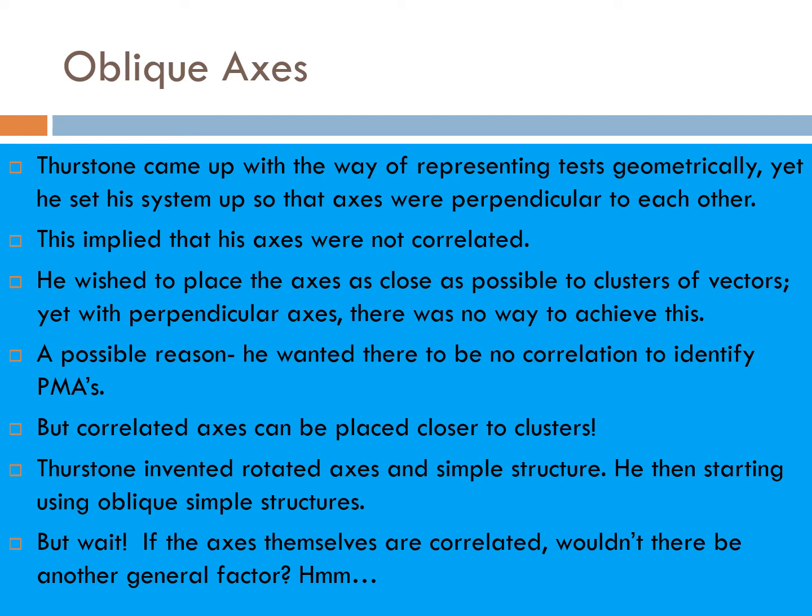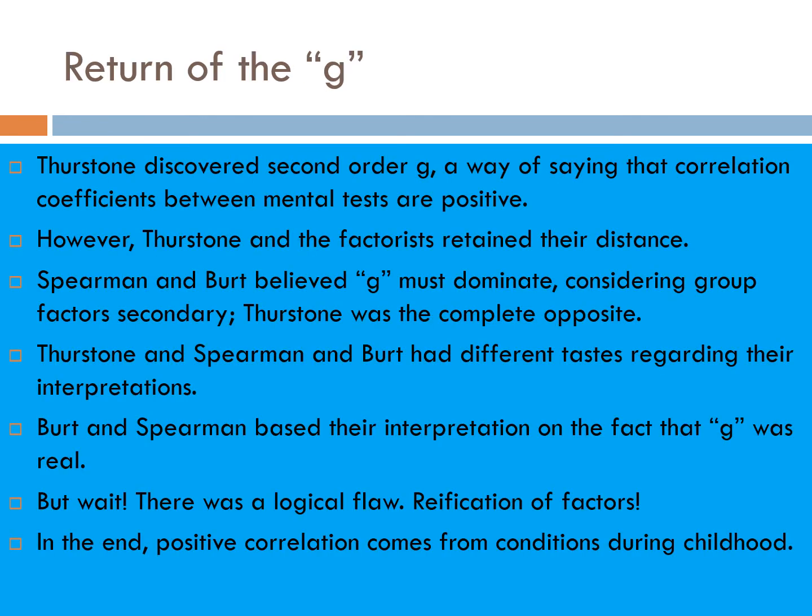So we're seeing, I guess, the biggest culmination of what we've been talking about throughout the entire semester. First, we started using notions of physical measurements in order to prove notions of race and intelligence, and now we're moving on to these more sophisticated statistical systems, or statistical apparatus, in order to measure intelligence as well, right? So in essence, Thurstone discovered second order G, a way of saying that correlation coefficients between mental tests are positive.